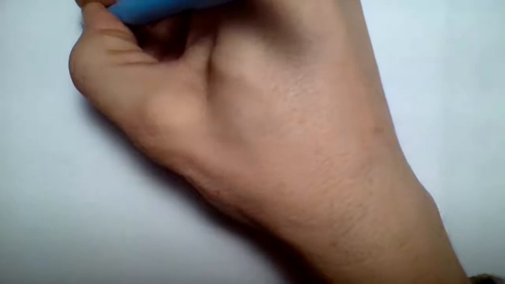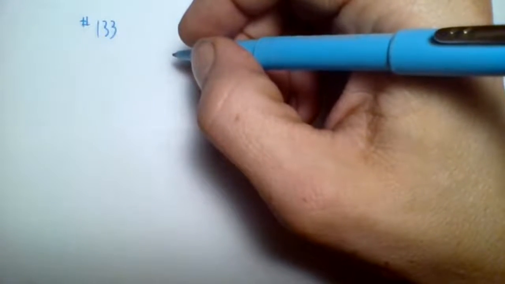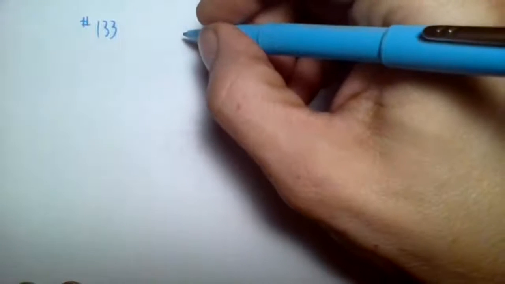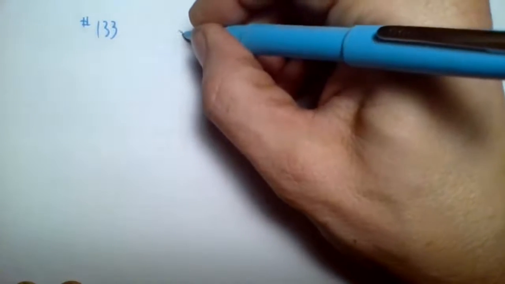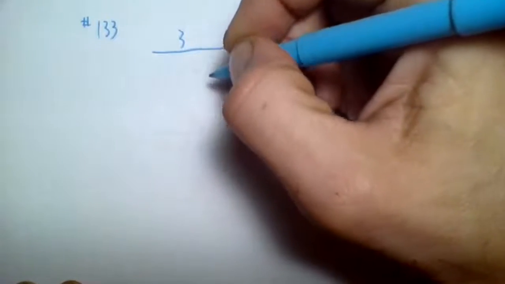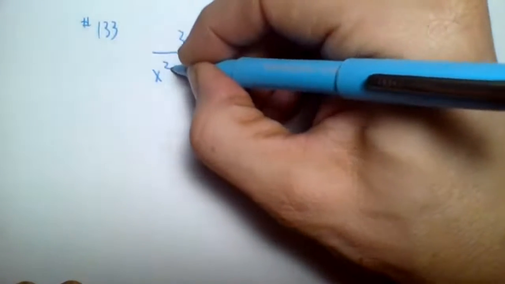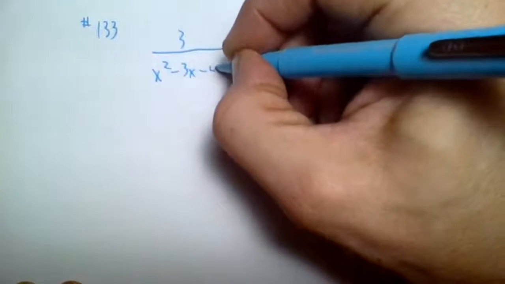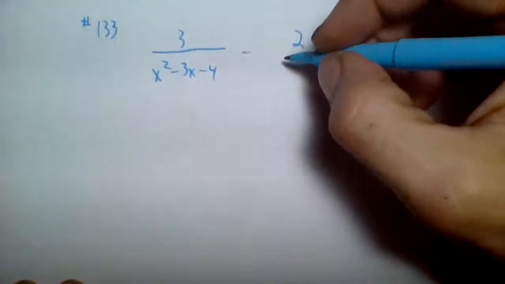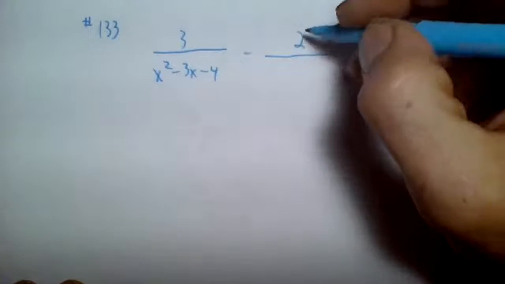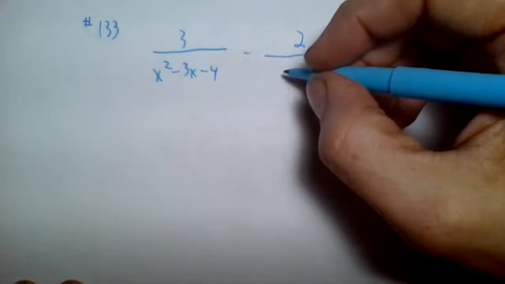Okay, that looks like a good example of it. Number 133 here. This is section 7.2 in the books where I'm taking these from. They're good examples of what's happening here. 3 over x squared minus 3x minus 4 minus 2. This one's a subtraction, but that's going to affect us when we're ready to actually do combining here.